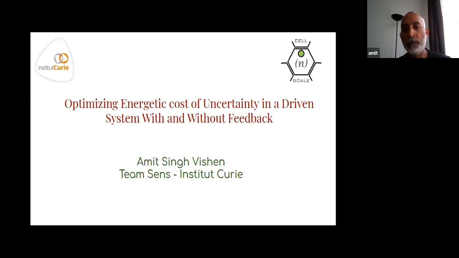In contrast, there are also processes which are non-equilibrium at fast time scales, but can be effectively described at a slower time scale through an equilibrium model. So what I present in this poster, through a toy example, is a study of these two different aspects. Can you go to the next slide, please?